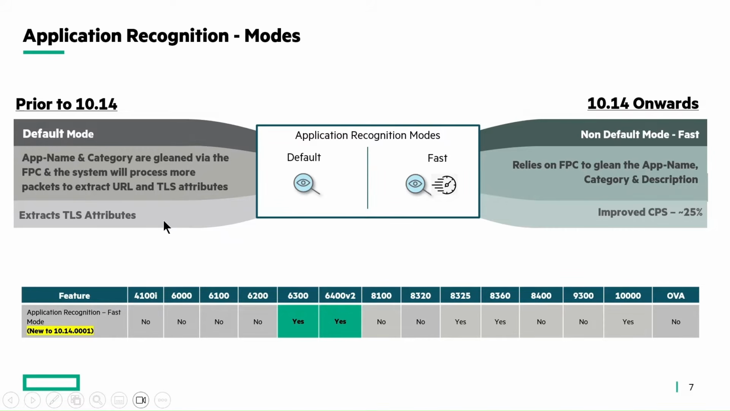When it comes to the benefits, default mode helps us to extract the TLS attributes, whereas fast mode helps us in increasing the performance. That is, we could achieve improved connections per second, up to a 25% increase in the CPS compared to the default mode. As a reminder, the fast mode is supported from the 10.14 release in CX 6300 and 6400 V2 switches.